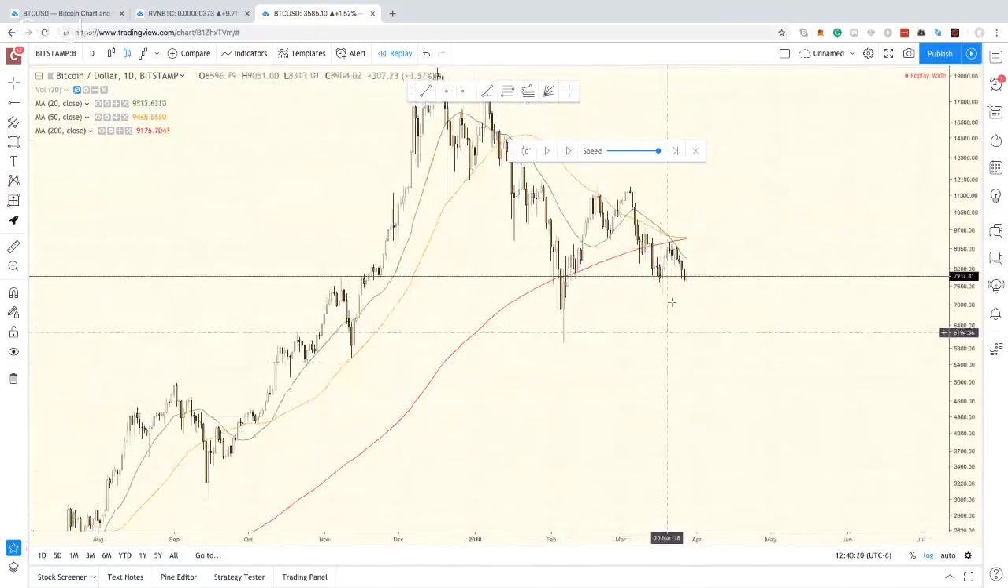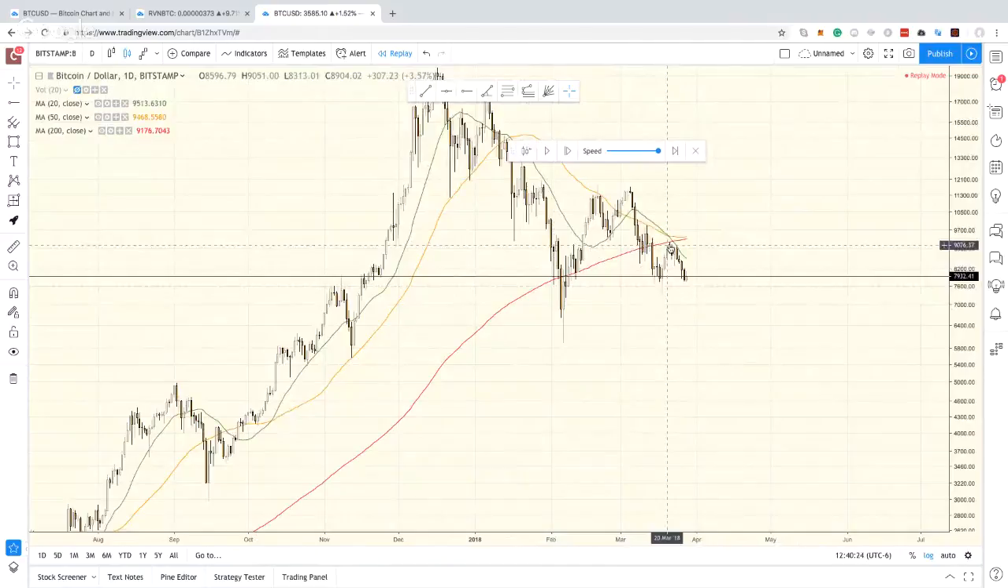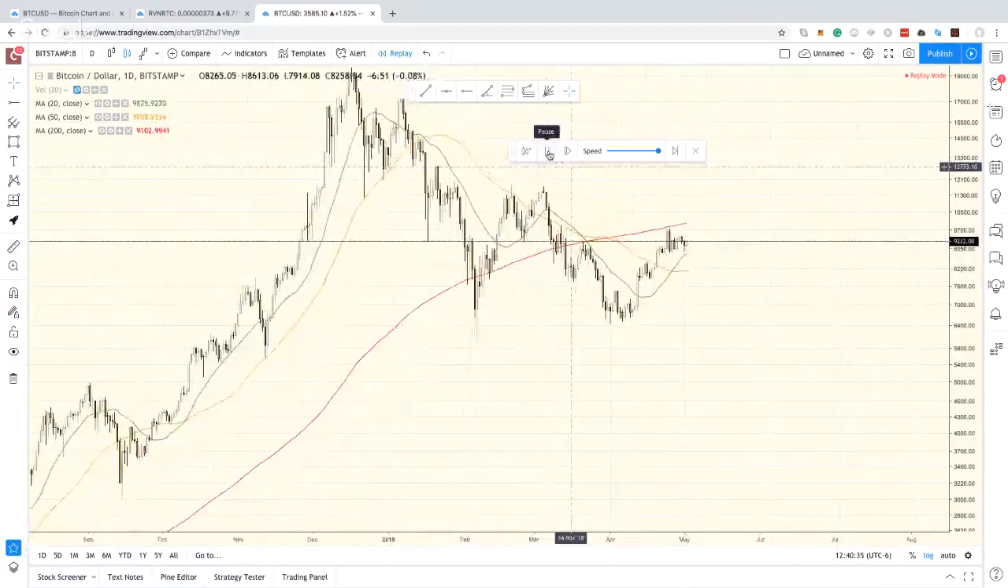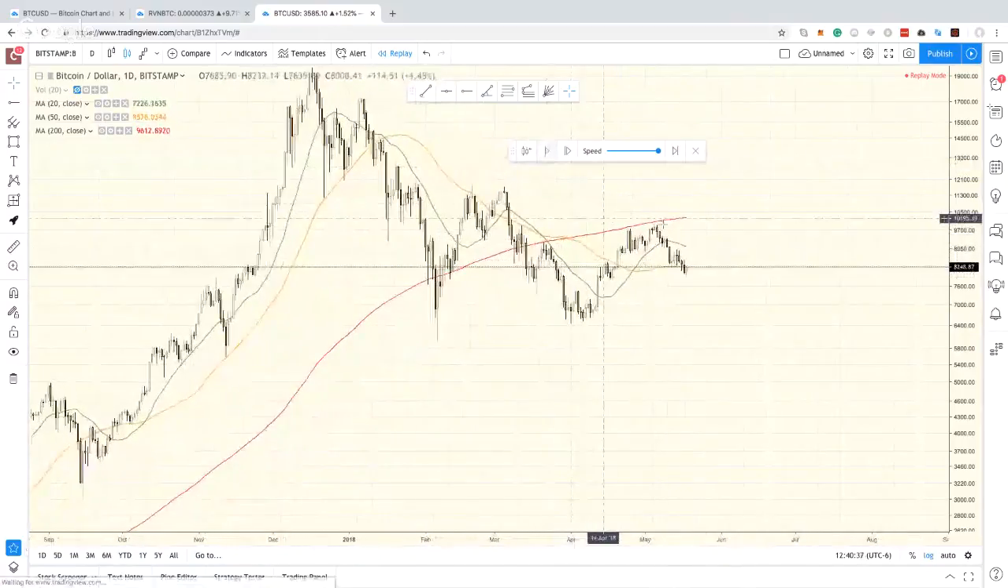The 200 MA is closing above the price. The 20 MA is telling you we're in a bear trend. The 50 MA is also crossing the 200. So we're going down. And now this is a bear trend. Look how the 200 acted as resistance here.